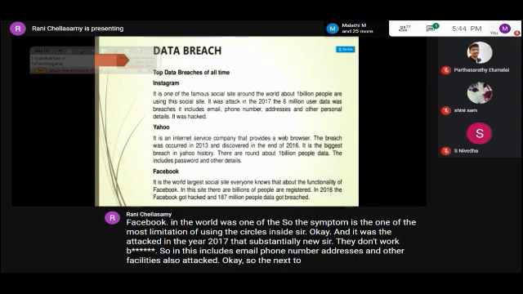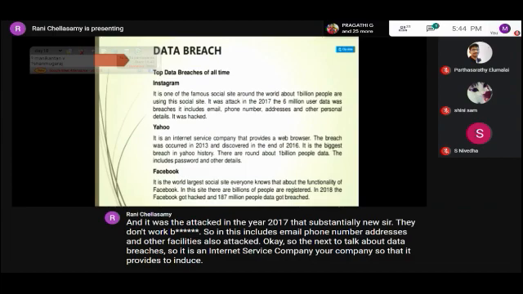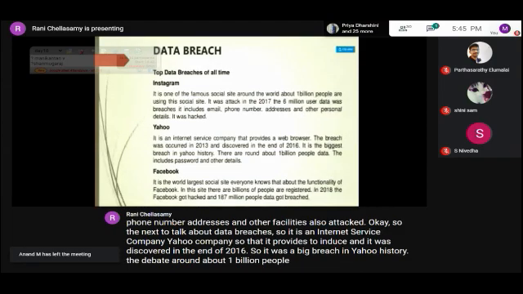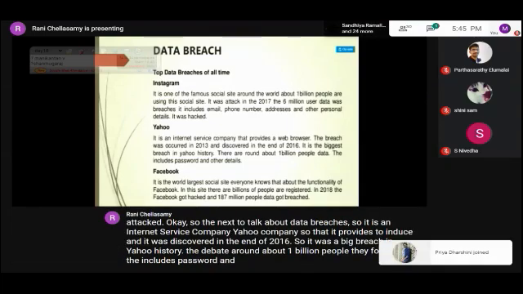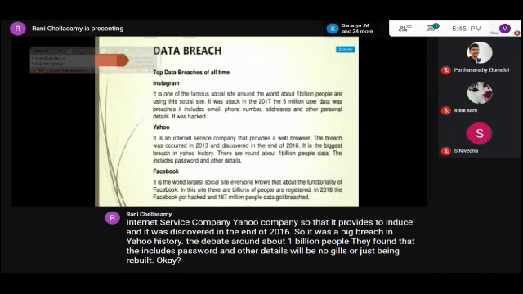Okay. So the next top data breach is Yahoo. It is an internet service company that provides a web browser. The breach occurred in the year 2013, and it was discovered at the end of 2016. It was the biggest breach in Yahoo history, and around 1 billion people's data, including passwords and other details, was released, or revealed.